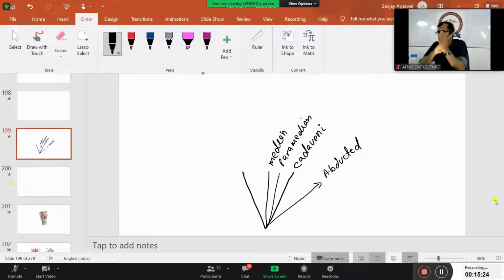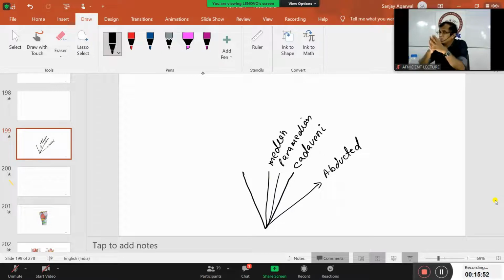So these are the four positions possible in a vocal cord: median, paramedian, cadaveric, abducted. The position it is going to take depends on what you want to do. If you are speaking, it is median. If you are whistling, paramedian. If you are breathing properly, it is abducted. And it keeps shifting from one position to another. That's why your vocal cord is always mobile. It's always moving, all the time.